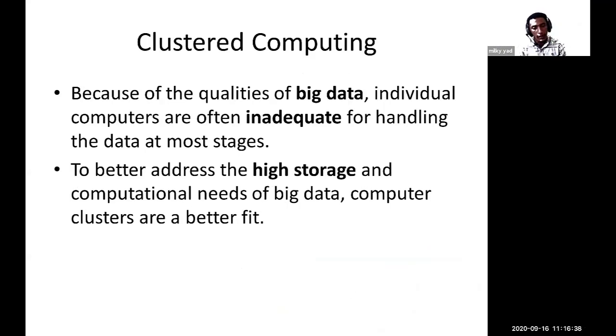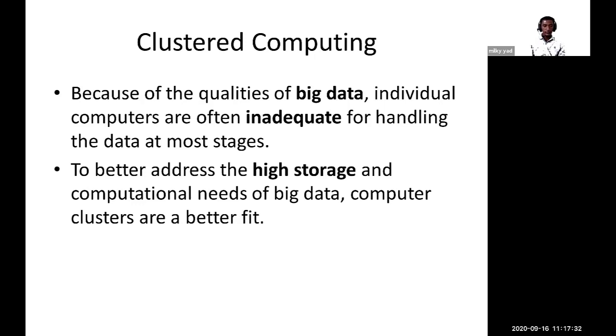So, how do we manage big data? Actually, big data is difficult to manage or process because it is not possible to process this type of data using traditional data management software or using a single computer. So we need to discuss what? Clustered computers. Clustered computers means dividing big data across different computer parts, or different separate computers. Because of these qualities of big data, individual computers are inadequate for handling that data at most stages.